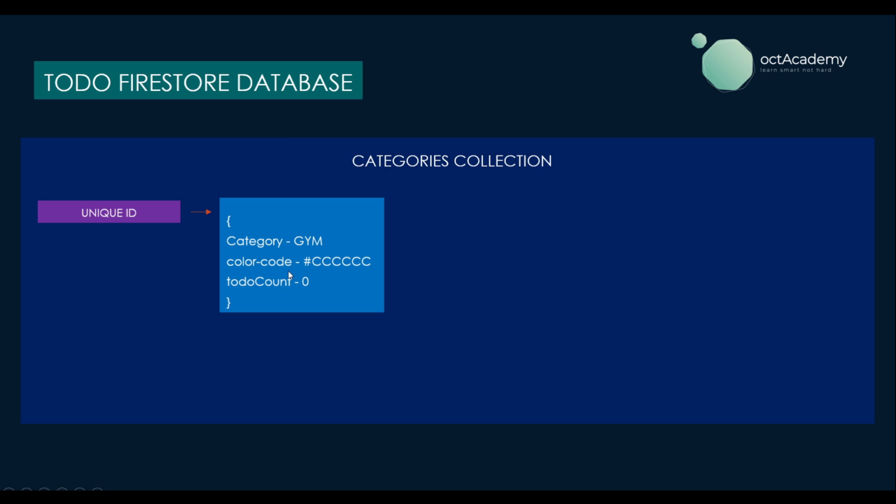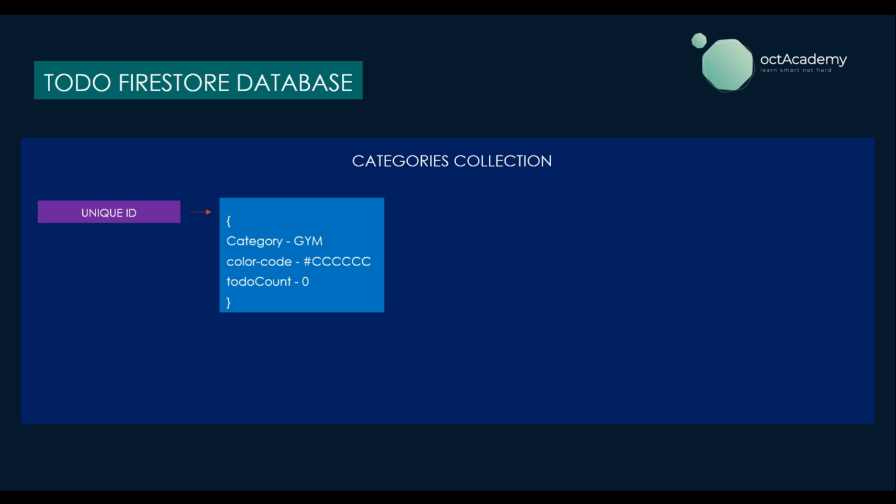This category is the category name. So for example, category gym. This color code is when we save a new category, I am planning to give a random color for this category. So when we load this list of categories on our frontend, we can show a random border color on that category card using this color code. If you don't get it, just leave it. You will know when we get to that part. And the to-do count, by default this will save 0. When we save a new to-do under this category, this count will increase.